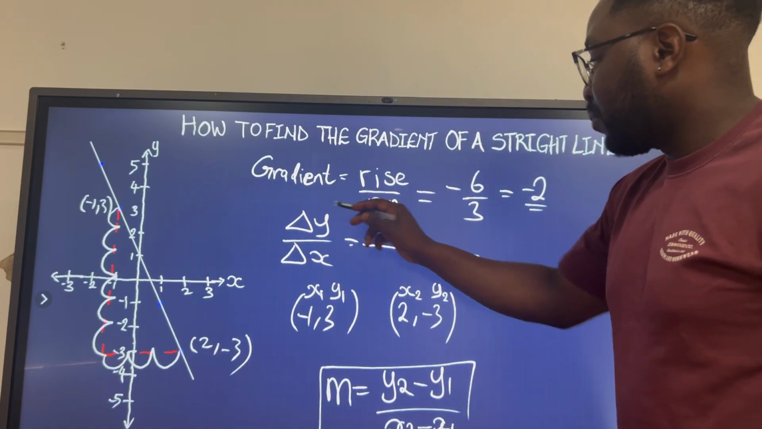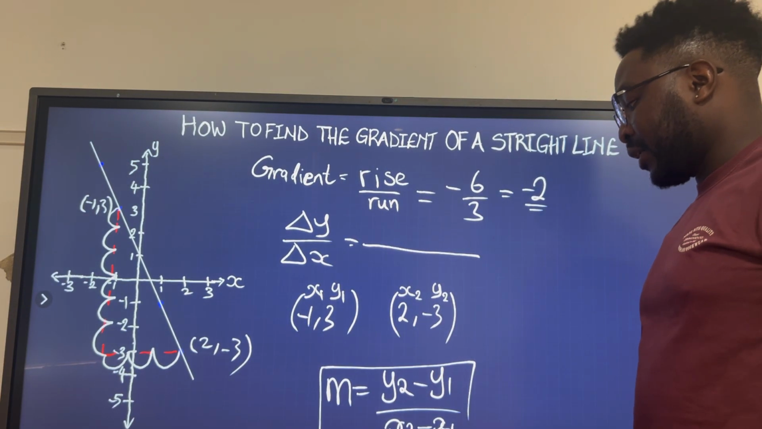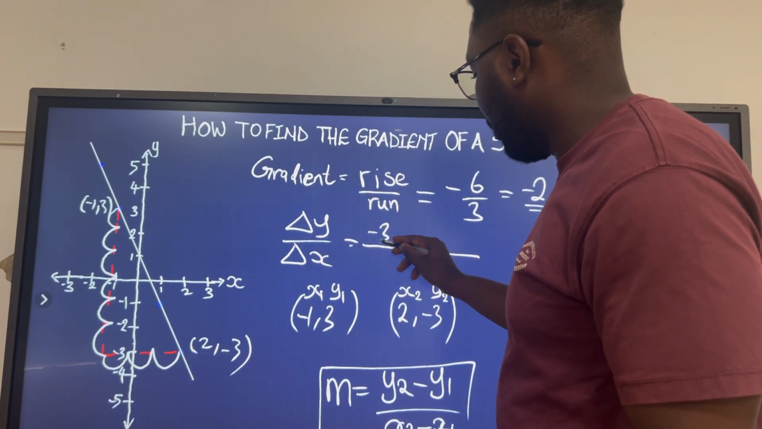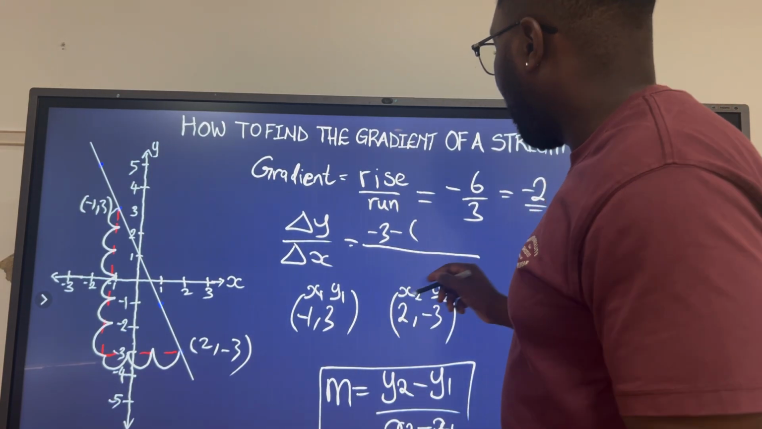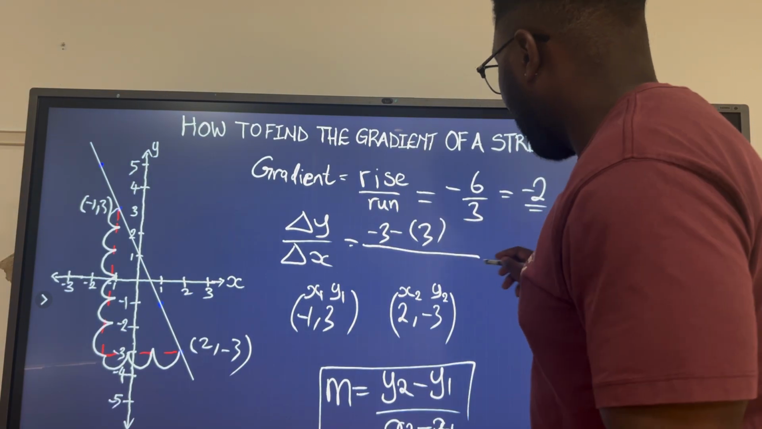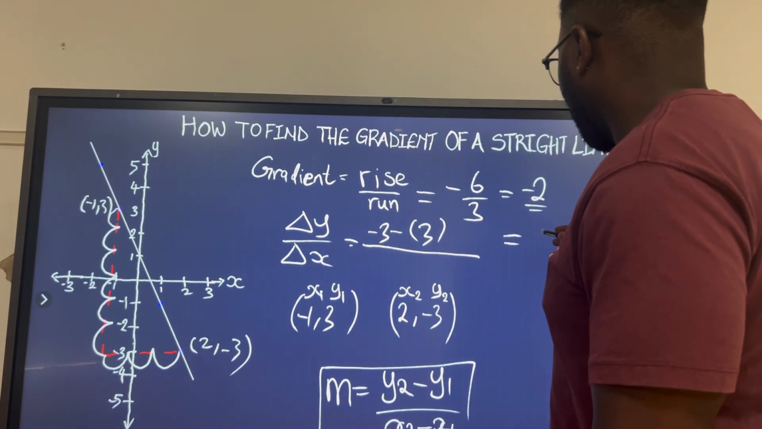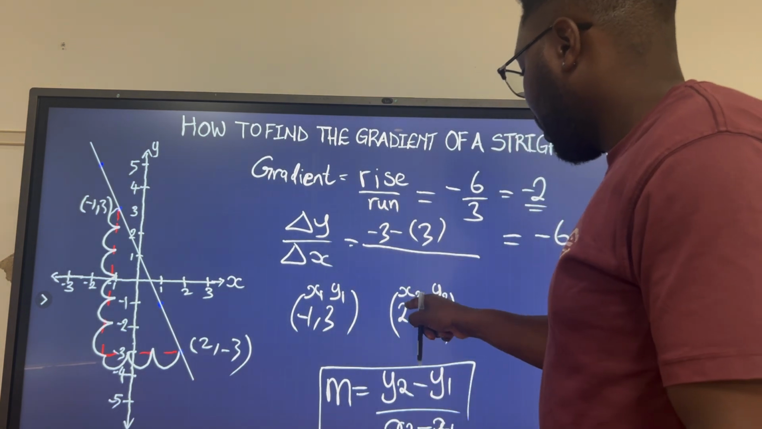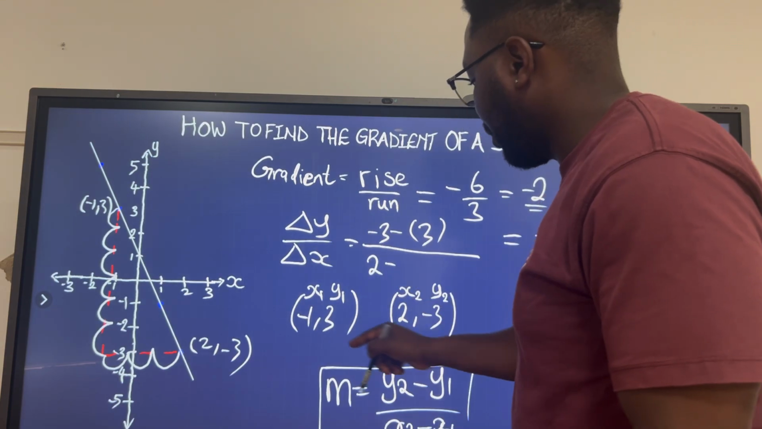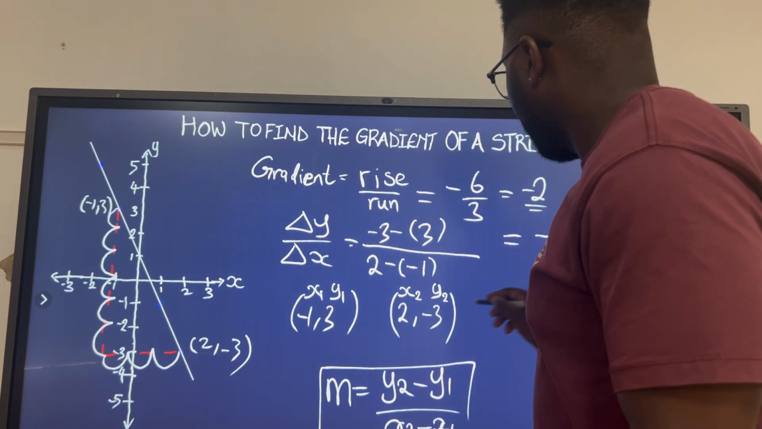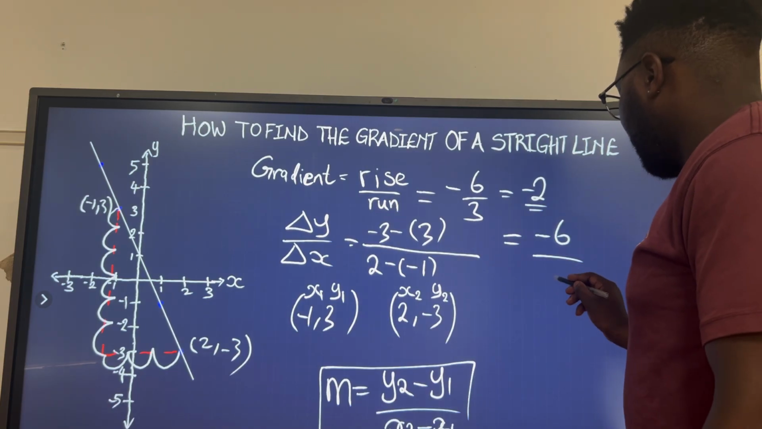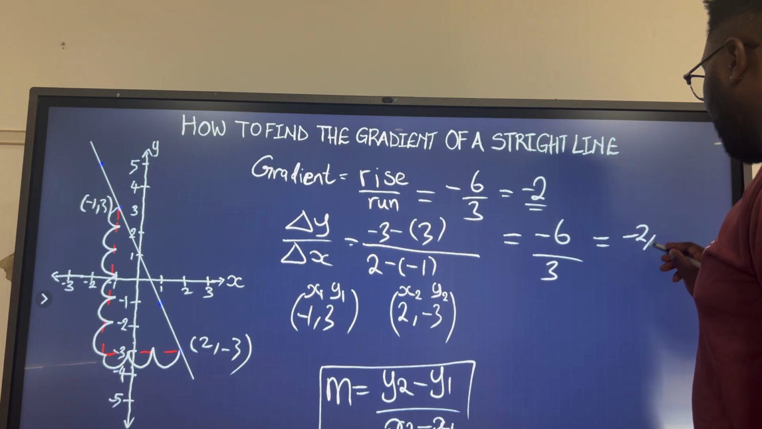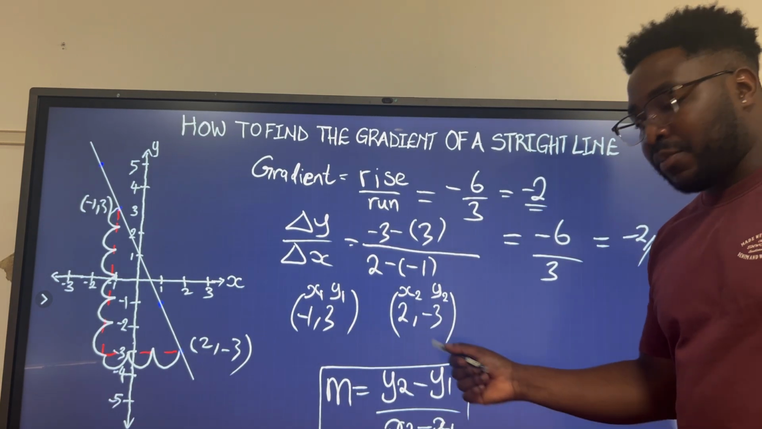But let's move on with the change in y over the change in x. So for y, I'll get my y2 over here, which is -3, the difference, my y1, positive 3. And what do we have there? We shall have negative 6, right? I'll get now my change in x. x2 is 2. The difference, negative 1. That gives me positive 3. And 3 into negative 6 gives me negative 2. So you see the reason why I wrote my formula over here.